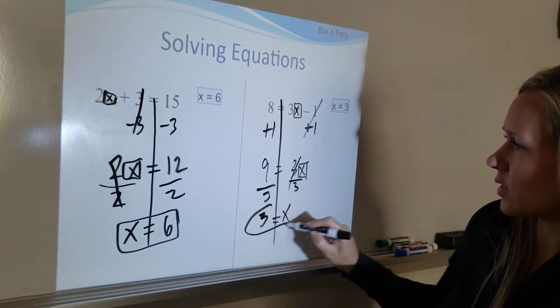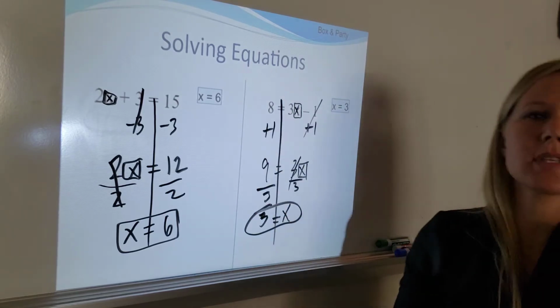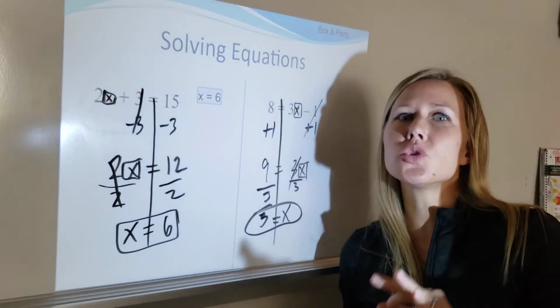And 9 divided by 3 is 3. So here I showed my step of adding 1 to both sides and dividing by 3 to both sides. So two-step equation, I should see 2 steps in your work.